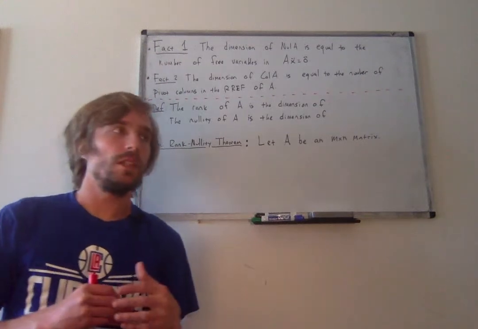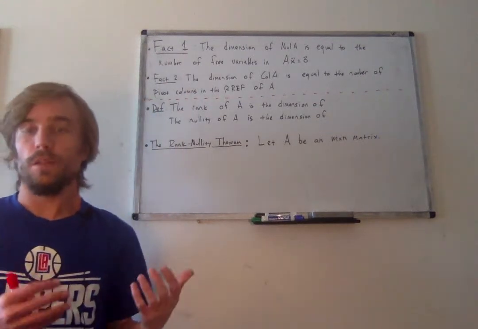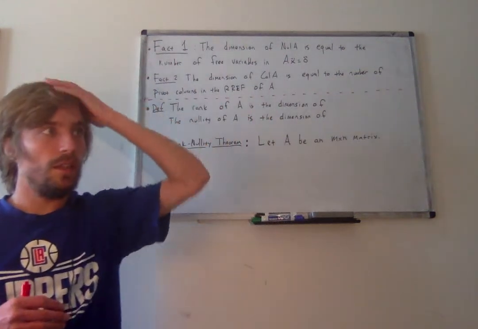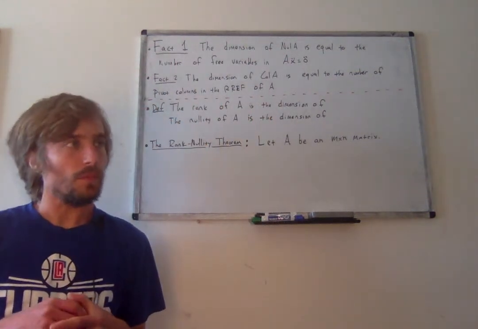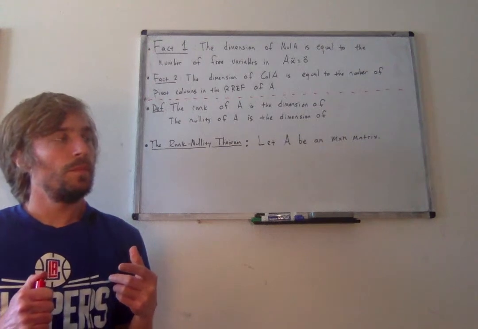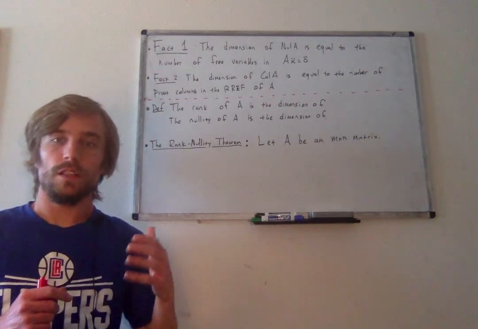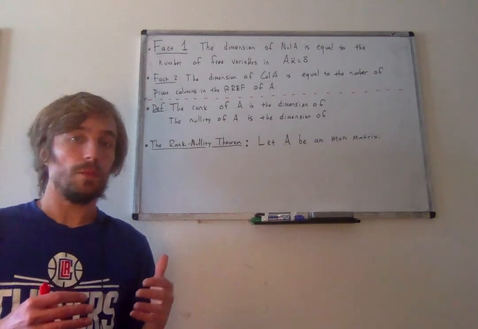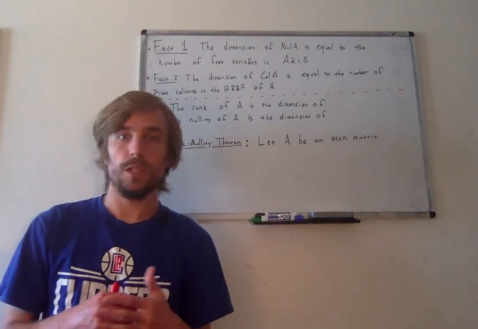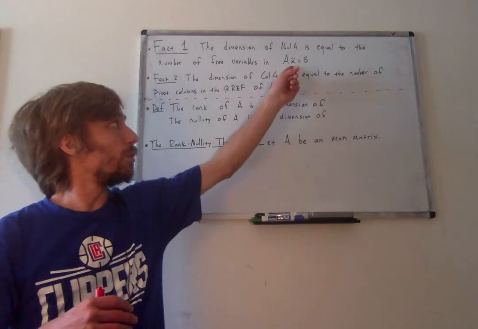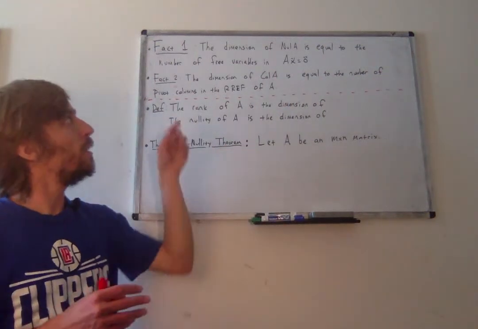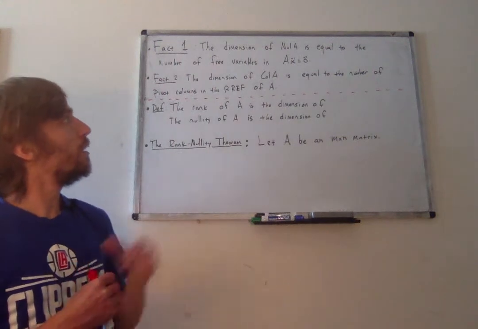This just follows from how we find a basis for the null space of A. Remember that we find a basis by looking at the number of vectors that pop up in the parametric vector form solution to this. So each vector corresponds to a free variable. And so that's what implies fact one.